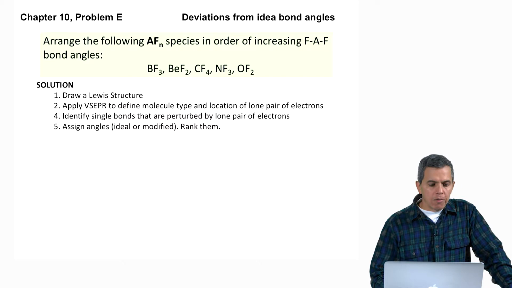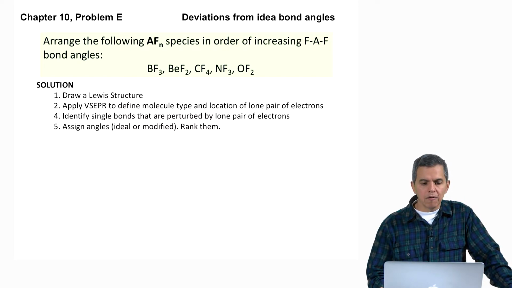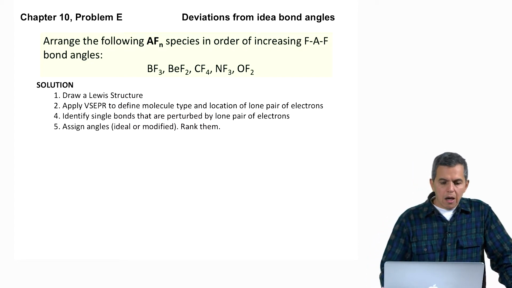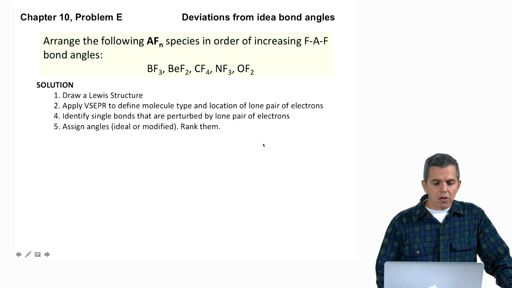our answers. To solve this problem, the first step is going to be to draw a Lewis structure for each of the different species. We are going to apply then the valence shell electron pair repulsion theory to define molecular type and the location of the lone pairs of electrons, which are going to be important to define the non-ideality of the ideal bond angles. Then we're going to identify single bonds that are perturbed by the lone pair of electrons.